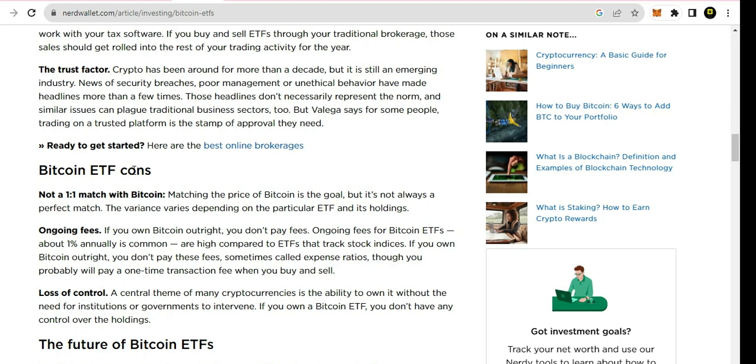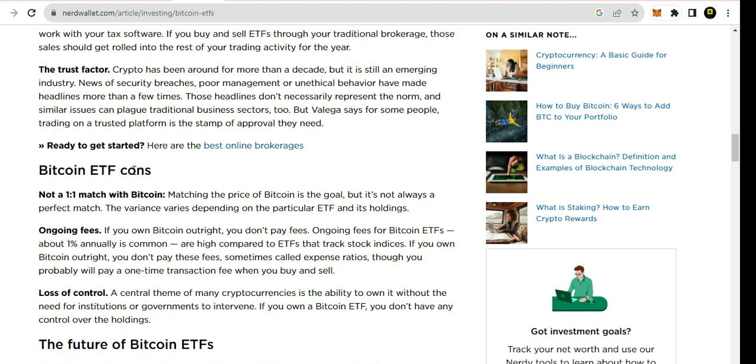Ongoing fee: if you own your Bitcoin outright, you don't pay any fees. Now, guys, we know that the only time you pay fees is if you send your Bitcoin out, or if you use it, right, to maybe buy something in a store or what have you. But with an ETF, the fees can fluctuate, and though you probably will pay a one-time transaction fee when you buy and sell, with ETFs, the fees can vary.